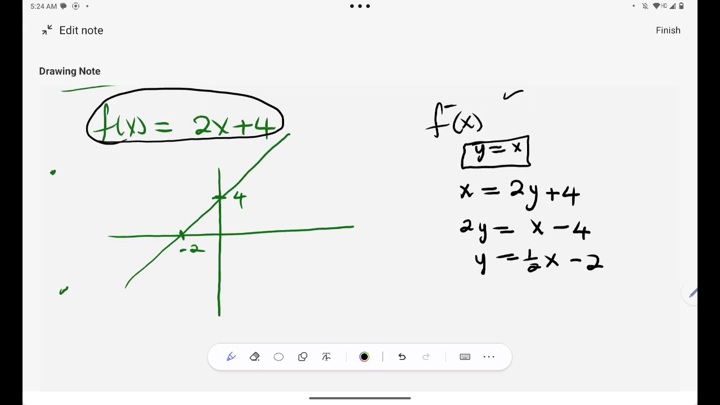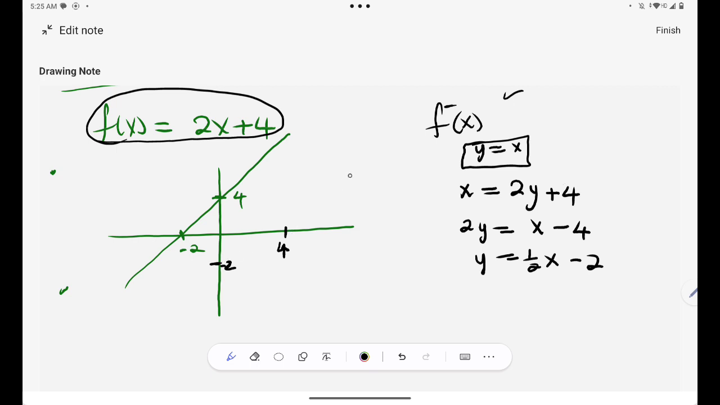But since I have the original graph, I don't have to do that, because I know that everything that happens on y on the original graph will happen on x of the inverse function. How so? The y-intercept of the original graph was 4. It simply means that the x-intercept will be 4, and the x-intercept of the original graph was equal to -2. That means the y-intercept becomes -2 as well.